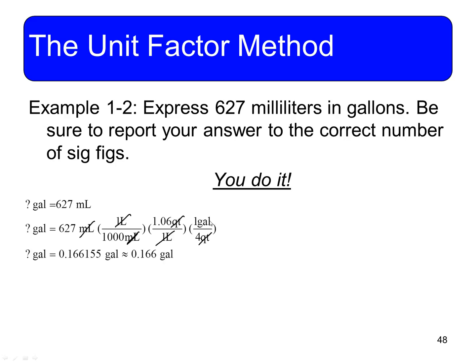Okay, and so then we multiply 627 times 1 times 1.06 times 1 divided by 1,000 times 1 times 4. Okay, so when you do the math here, you should get about 0.166 gallons. Okay, did everybody get that? Good.